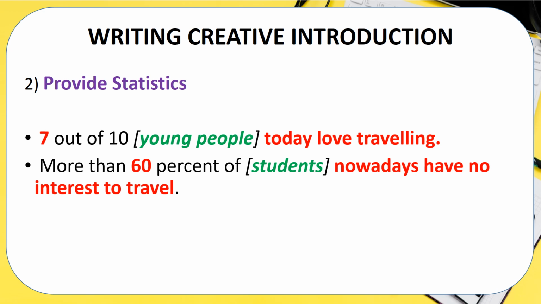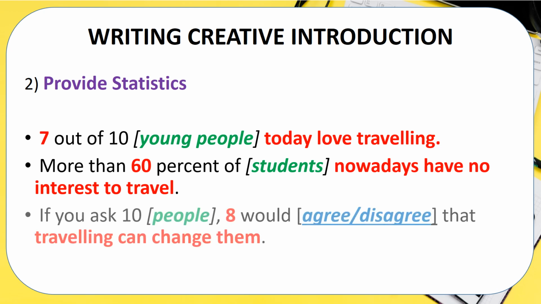Okay, remember numbers, you can write the number itself or you can spell it out. But in this situation, because you are providing statistics, it is best if you write the number itself instead of spelling it. And let's look at the third example. If you ask 10 people, 8 would agree that traveling can change them.